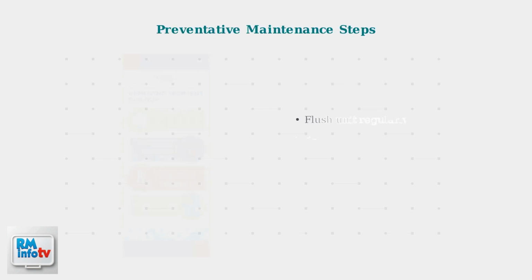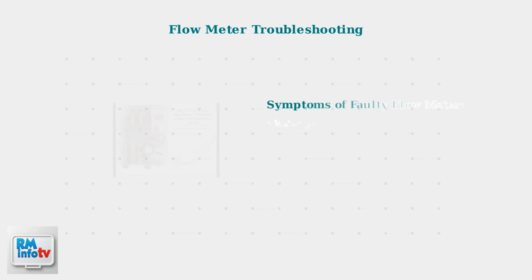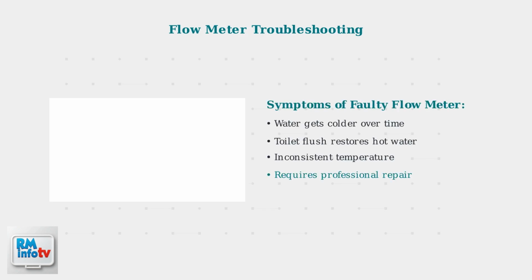Regular preventative maintenance is essential for long-term performance. This includes flushing the unit to remove sediment buildup, performing vinegar soaks, and maintaining proper temperature levels. Flow meters can malfunction over time, causing water temperature inconsistencies. If your shower water gets colder during use, or flushing a toilet temporarily restores hot water, this indicates a faulty flow meter that needs replacement.